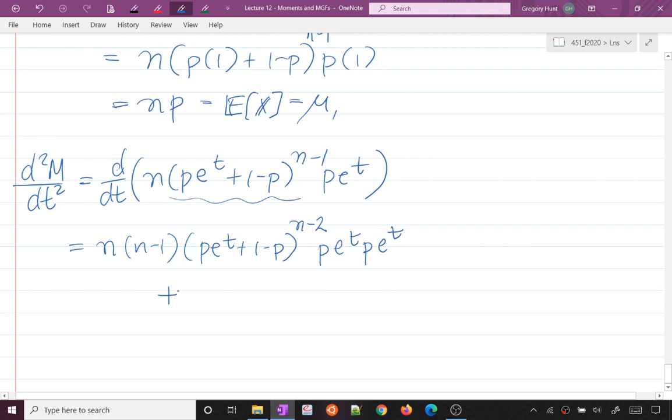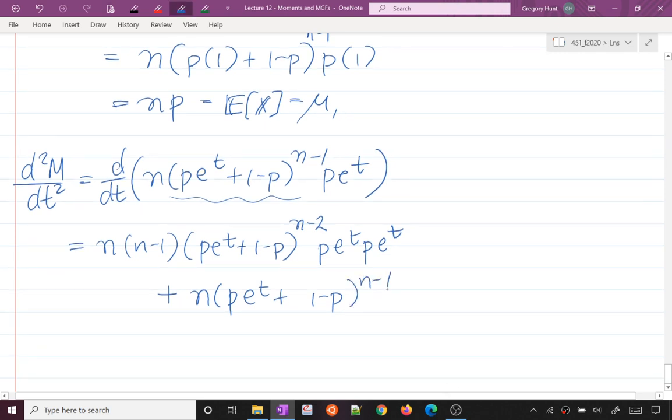And then we have to add the derivative of the second one, or let's say the first, which is np(pe^t + 1 - p) to the n minus 1. Just product rule, but kind of messy. And then the derivative of the second one, of course, is just pe^t. Doesn't change.